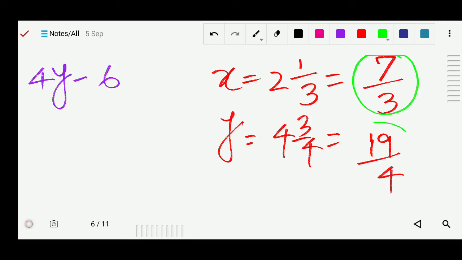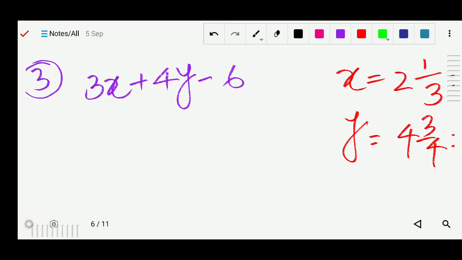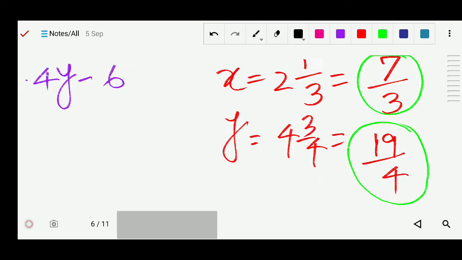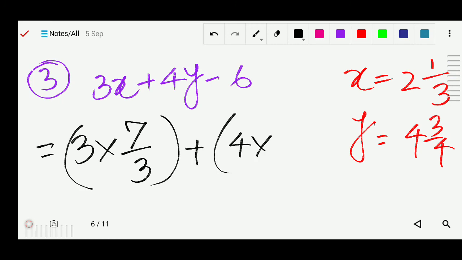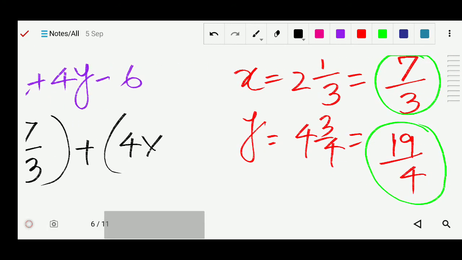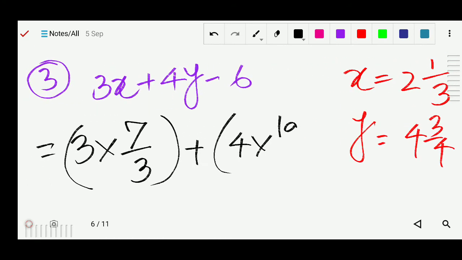Okay. So what is the value of x? 7 by 3. What is the value of y? 19 by 4. This value we will put here in this equation. So 3 into what is the value of x? 7 by 3. So write here 7 by 3. Okay. If we keep in the bracket, what is the value of y here? 4 into y. So what is the value of y? 19 by 4. So write here 19 by 4.